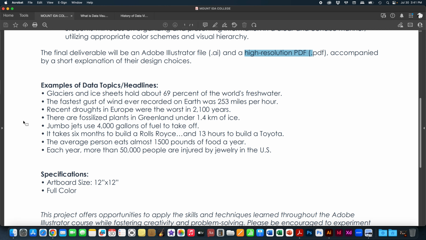So here are some examples of the types of data topics or headlines that you could create an infographic for, right?